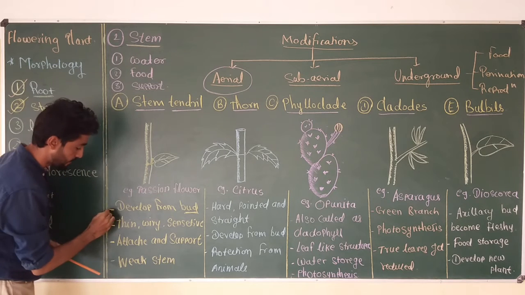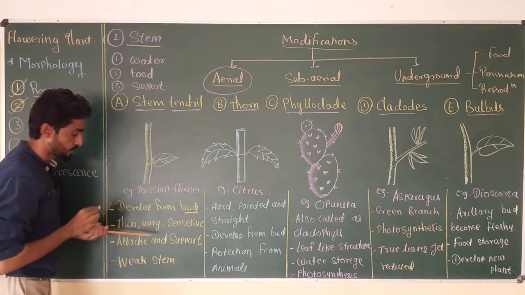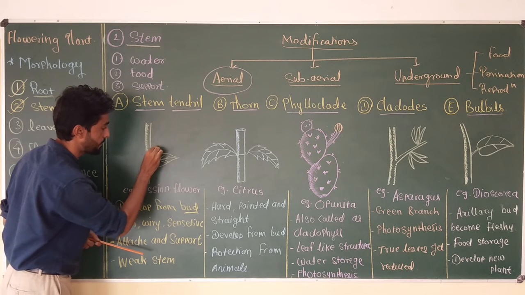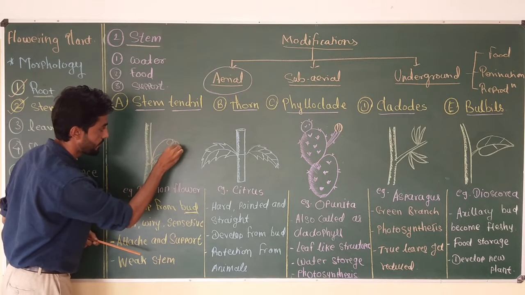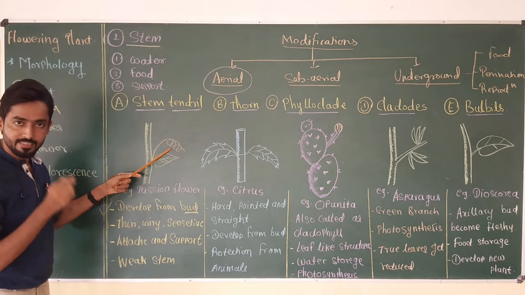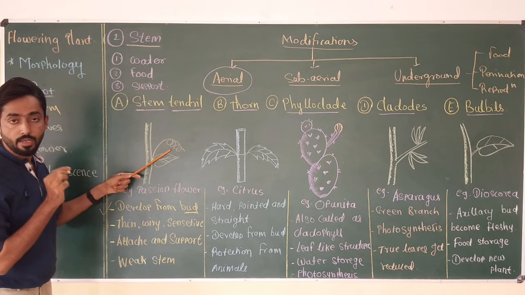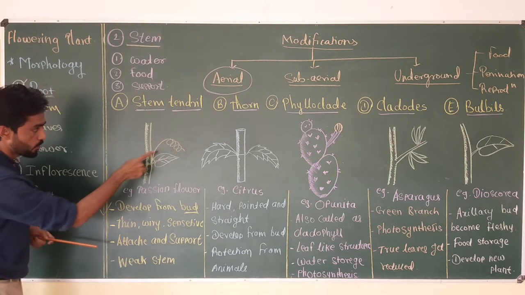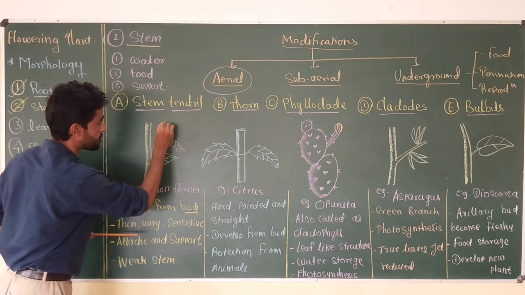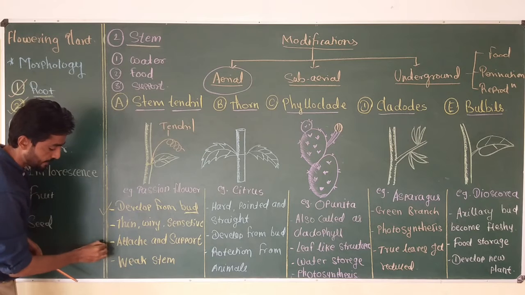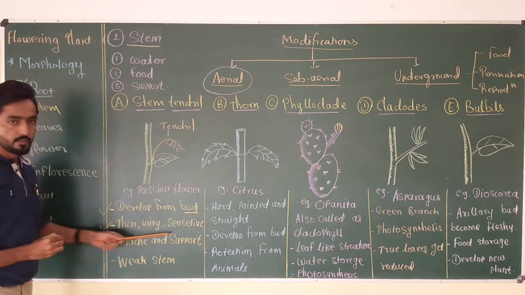Okay, and what is a stem tendril? A stem tendril is a thin structure which is wiry and sensitive. That means this axillary bud gets modified into such a wiry structure which is green, thin, and extremely sensitive. Okay, and the main role of this tendril in the stem is attachment and support.